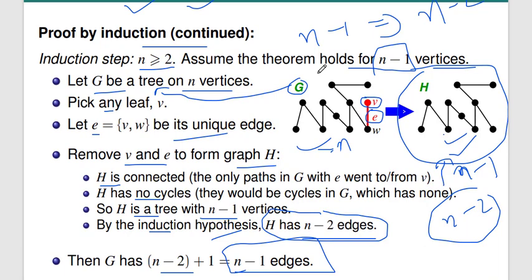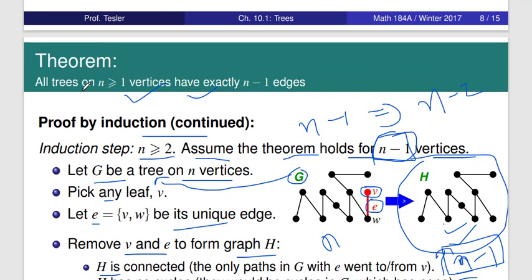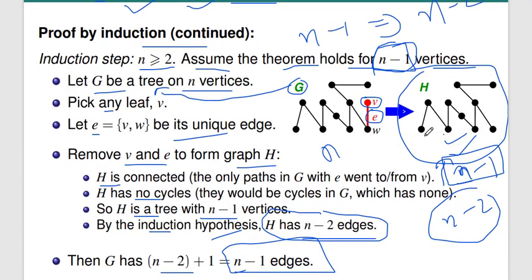Again, let's assume that this graph has n vertices. For this we have removed one vertex, so this graph should have n minus 1 vertices. Now in our step 2 we have assumed that the theory is true for n minus 1 vertices, so n vertices have exactly n minus 1 edges. So we can say that this graph H has n minus 2 edges.